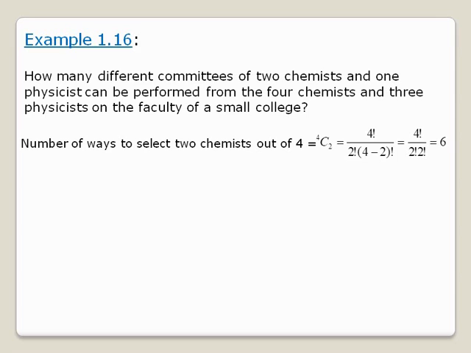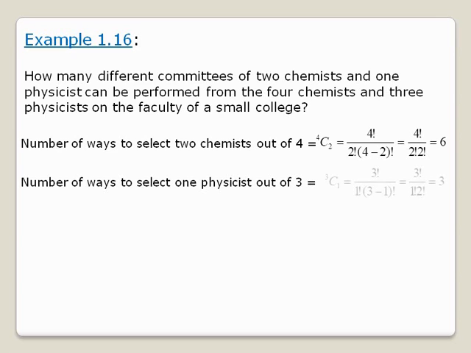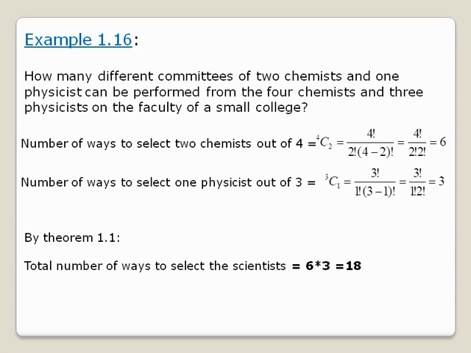Next, let's look at the second group, which is the physicists. The number of ways to select 1 physicist out of 3 will be 3 choose 1, where the answer is 3. By Theorem 1.1, the total number of ways to select the scientists will be 6 times 3, with the answer 18.